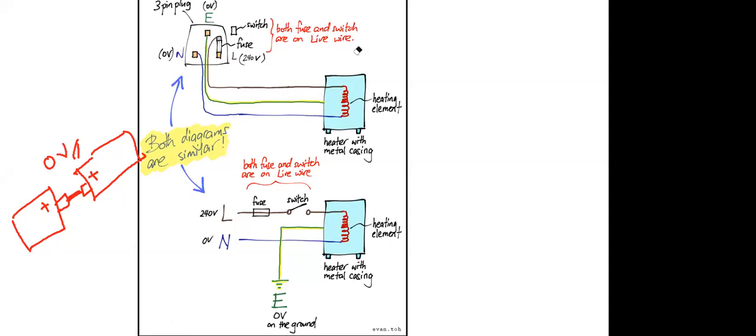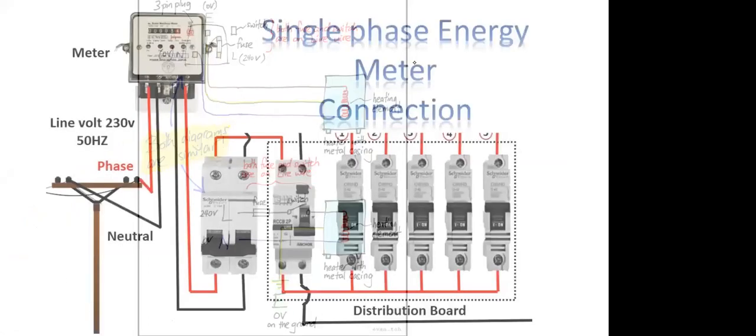Imagine water flowing from the tank to your sink or the bathroom; there must be a pressure difference. Water flows from high pressure to low pressure. Same scenario: electricity flows from high potential to low potential. If there's no potential difference, current won't flow.